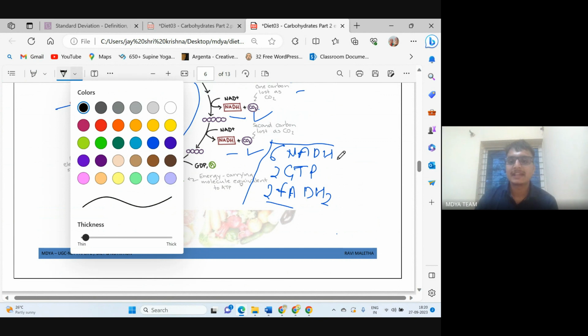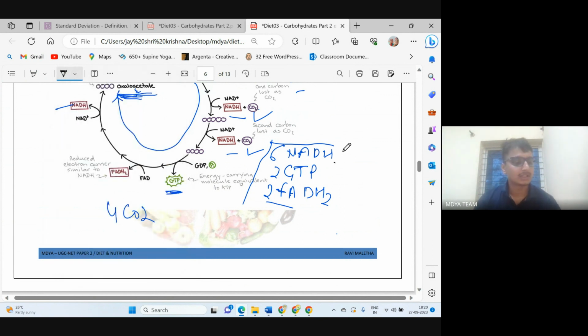So from these 6 NADH, how many total ATP will be produced? One molecule of NADH produces 3 ATP. So 6 NADH will produce 18 ATP. 2 GTP will produce 2 ATP. And 2 FADH2 will produce 4 ATP. That makes 24.